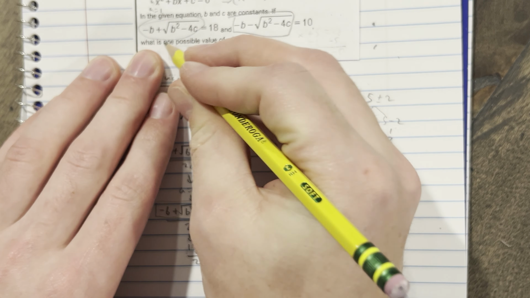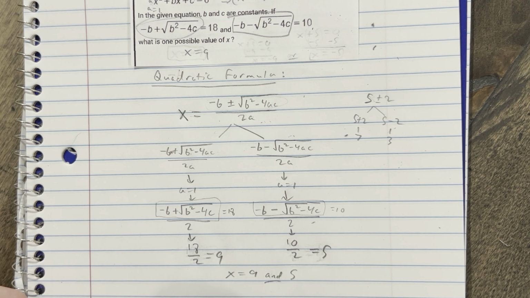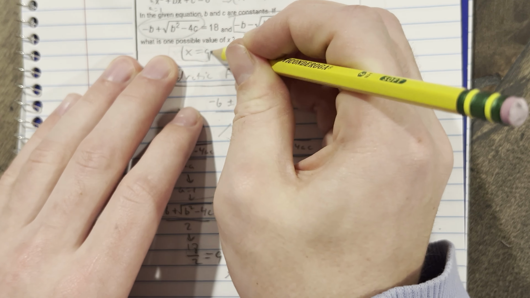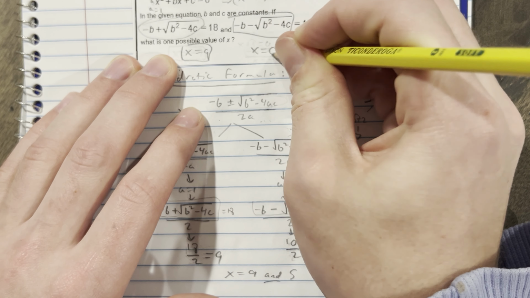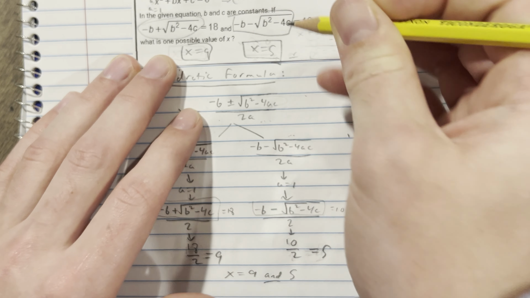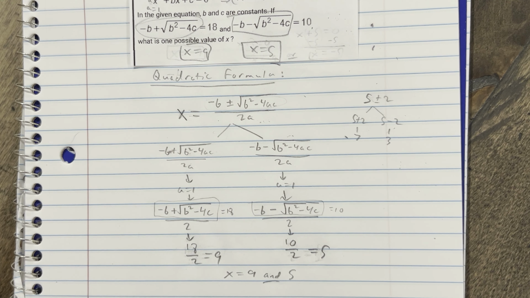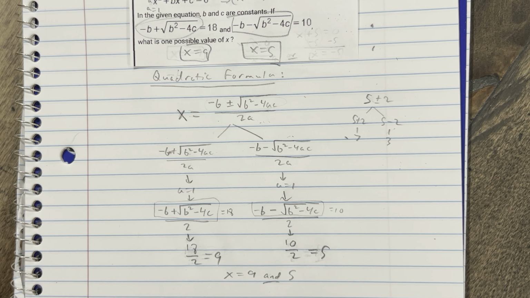X equals 9. What is one possible value? X equals 9. So the two possible answers for this problem, having said that, we have x equals 9, that'd be perfectly fine. We have x equals 5. It wants one specific value. Anytime it's asking you for one value, don't give two. Just give one. They will mark you right for either one of them.